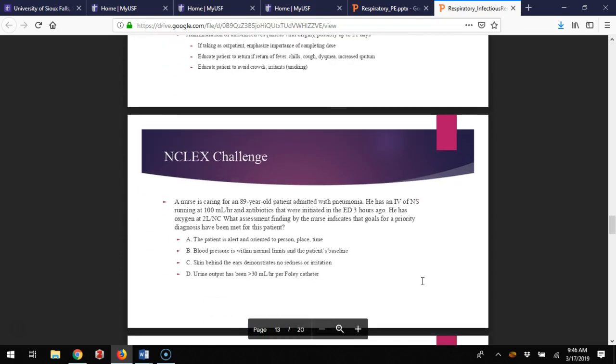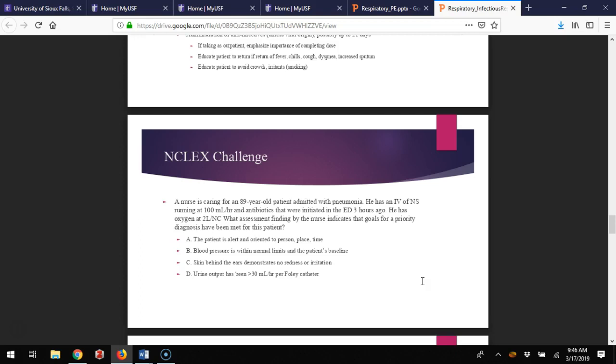So an NCLEX challenge for this one. If you're caring for an 89-year-old patient admitted with pneumonia, has an IV of normal saline running at 100 mils per hour, and antibiotics were initiated 3 days ago. Currently, oxygen is at 2 liters per nasal cannula. And so what assessment findings by the nurse indicates the goal for a priority diagnosis have been met?